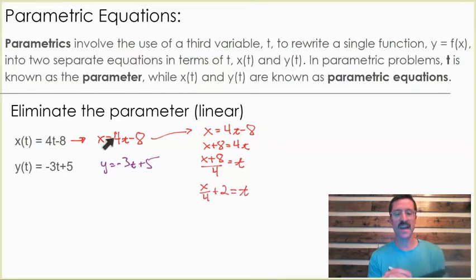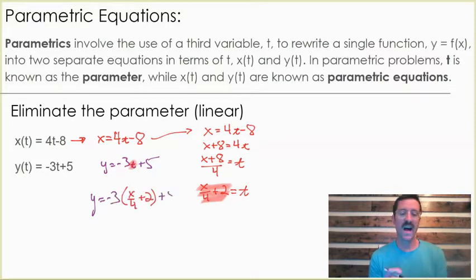So I've rearranged my x equation in terms of t. But now I'm able to take this value right here, and we're going to substitute in for the t in our second equation. So if I have y equals negative 3t plus 5, all we have to do is simplify this equation. I'm going to start by distributing my negative 3. Y equals negative 3/4 x minus 2/3. And then I'm going to bring down my plus 5.